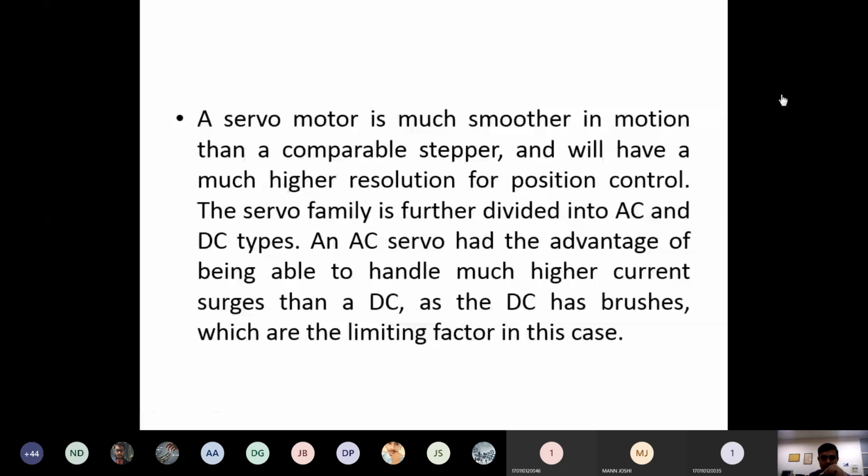An AC servo motor has much smoother operation compared to the stepper motor. Why? Because here we get variable speeds, whereas in a stepper motor there is a step angle. There are different types of step angle, so we are not getting smooth motion. It works with a stepping angle that we have to use. That's why we can say the servo motor is smooth compared to the stepper motor, and has much higher resolution for position control.